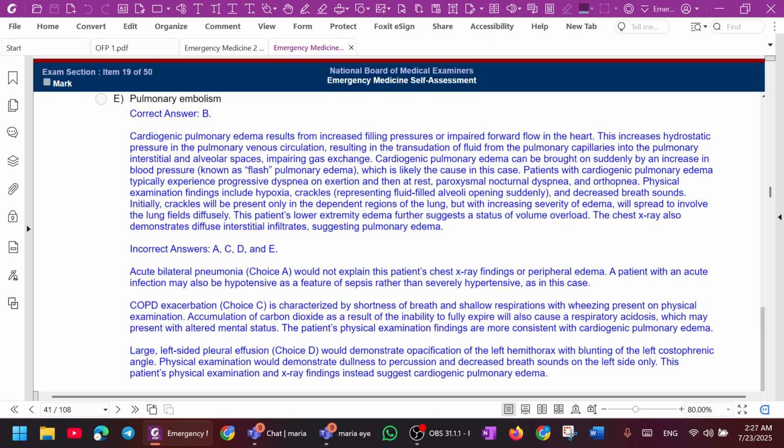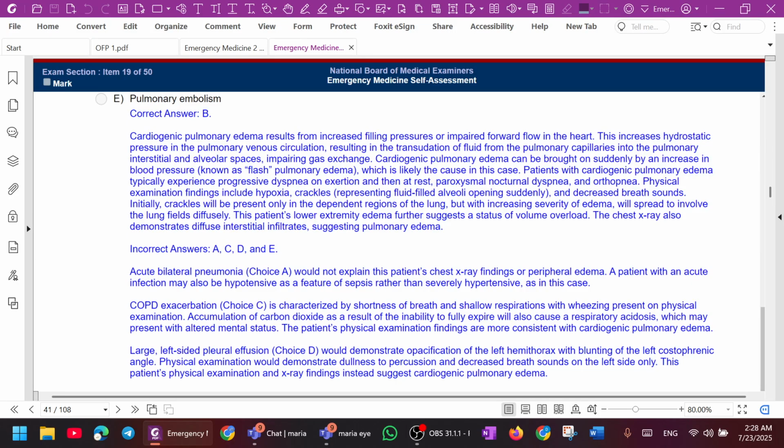Patients with cardiogenic pulmonary edema typically experience progressive dyspnea on exertion and then at rest, paroxysmal nocturnal dyspnea, and orthopnea. Physical exam findings include hypoxia, crackles, and decreased breath sounds. Initially, crackles will be present only in the dependent regions of the lungs, but with increasing severity, edema will spread to involve the lung fields diffusely. This patient's lower extremity edema further suggests a state of volume overload. The chest X-ray also demonstrates diffuse interstitial infiltrates, suggestive of pulmonary edema.